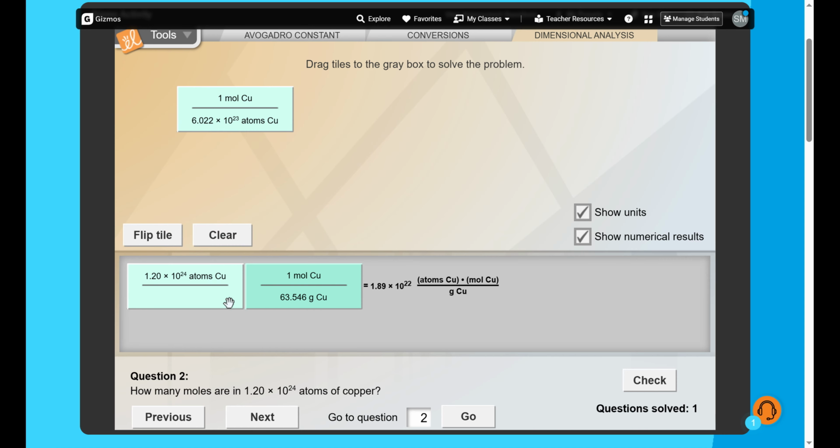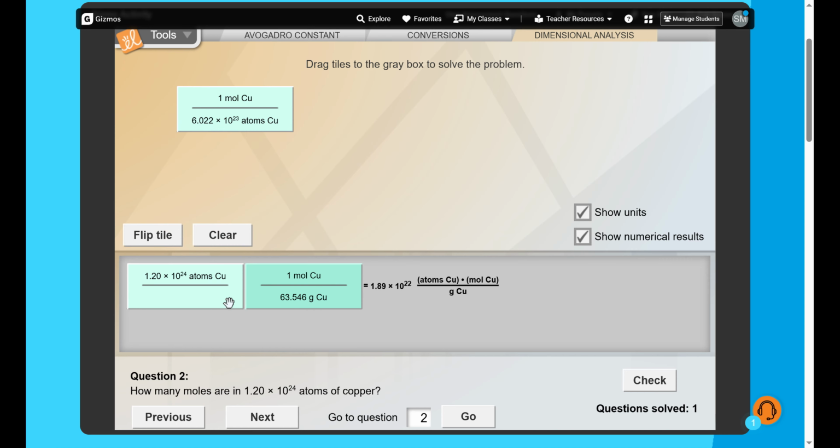This one automatically tells us that the dimension, the words atoms of copper, cancel. And since we have these two check boxes checked, it tells us it's going to be 1.99 moles of copper. So if we were to have it the wrong tile, it would tell us this is incorrect. If we have the correct tile, press check, this will tell us it's correct.